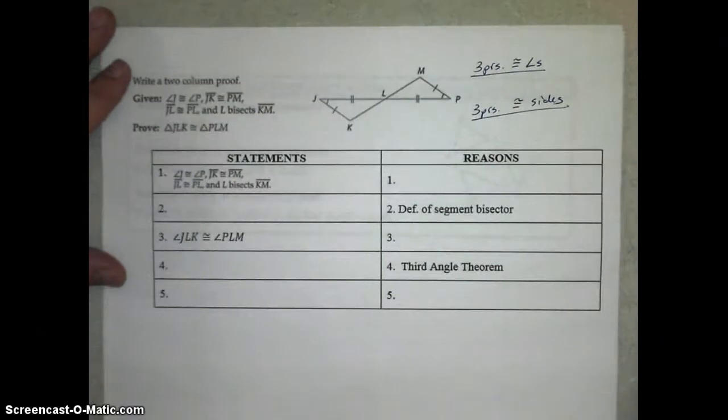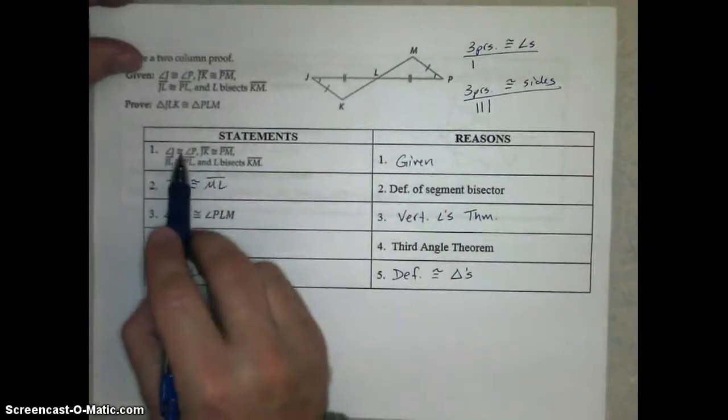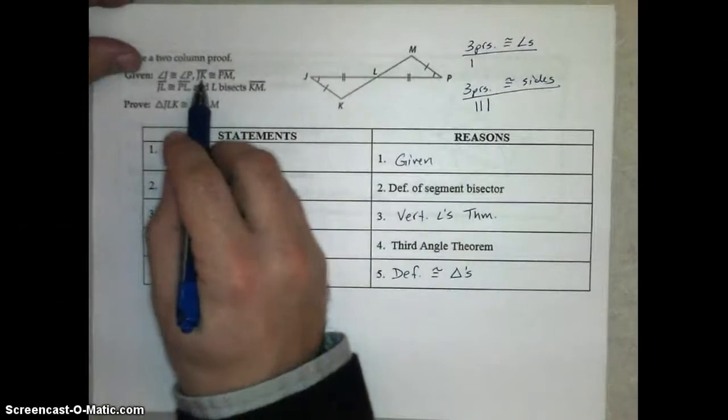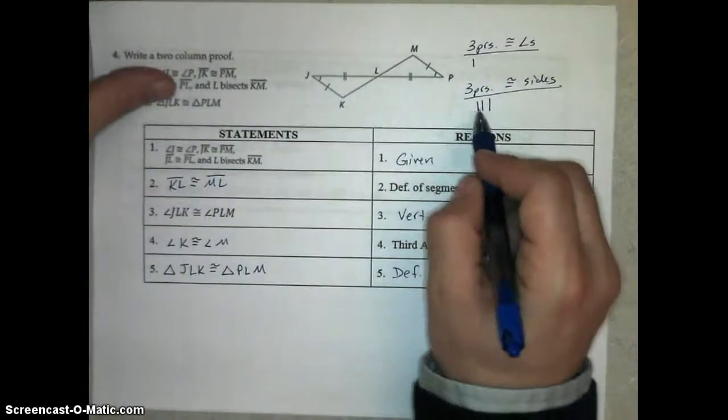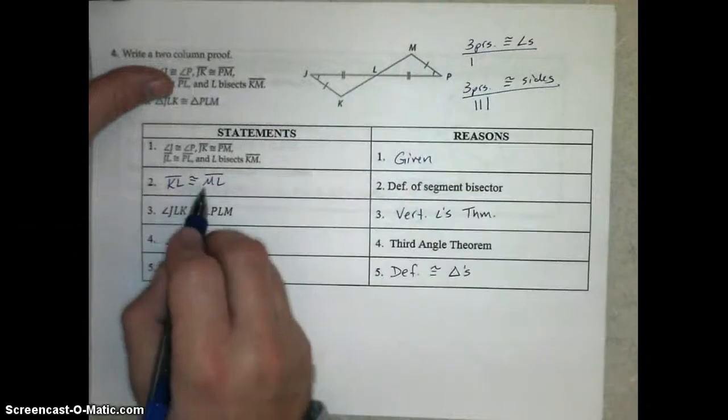Alright, this is what we should get. Alright, we're given all this information, and we have in that given information 1 pair of congruent angles, so I made a mark there, 1 pair of congruent sides, so I make a mark there, and another pair of congruent sides. Now notice I've gone ahead and made the third mark because I've included that after this statement.